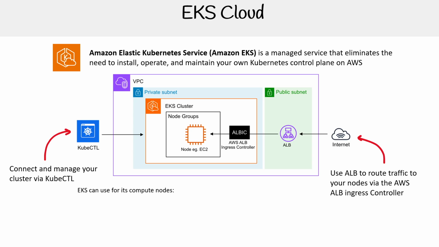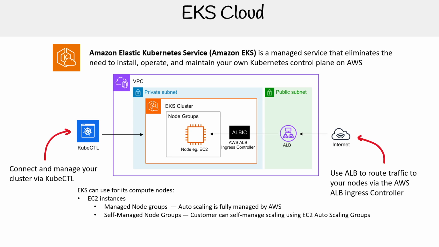EKS can use different types of compute nodes. So we have EC2 instances. This is where we have some options. We have the managed node groups where the autoscaling is fully managed by AWS. You can have self-managed node groups where you can manage the scaling yourself with EC2 autoscaling groups, or you can use Karpenter, which is the cloud-native open-source autoscaler. You have Fargate instances, so I believe the scaling is managed by Fargate here, and you have external instances that you can connect, so you can do that as well.